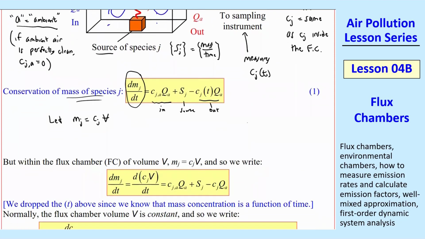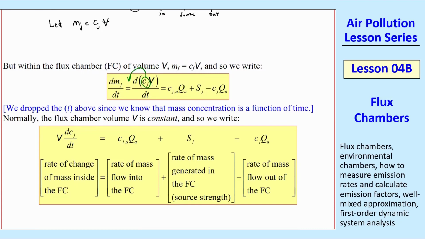So that's what I did here. So dmJ/dt is equal to d(CJ V)/dt. That's my typed volume, and this is my printed volume with a little slash through it. And then the right-hand side's the same. The CJ is a function of time, but the volume can come outside the derivative since it's a constant. And CJ is not a constant of space, only of time. So we can reduce this to V dCJ/dt is equal to, and then the right-hand side is the same.